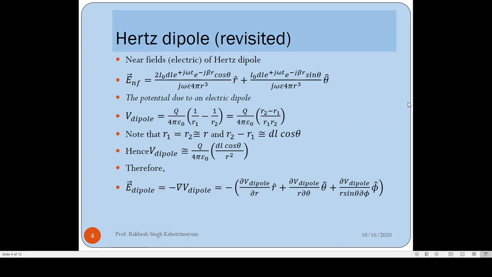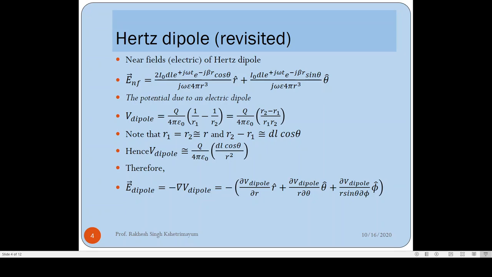Then you can find the electric potential due to an electric dipole as simply q by 4 pi epsilon 0 times (1 by r1 minus 1 by r2), where r1 and r2 are the distances of the observation point from the positive charge plus q and the negative charge minus q. Now this you can simplify as (r2 minus r1) by r1 r2.